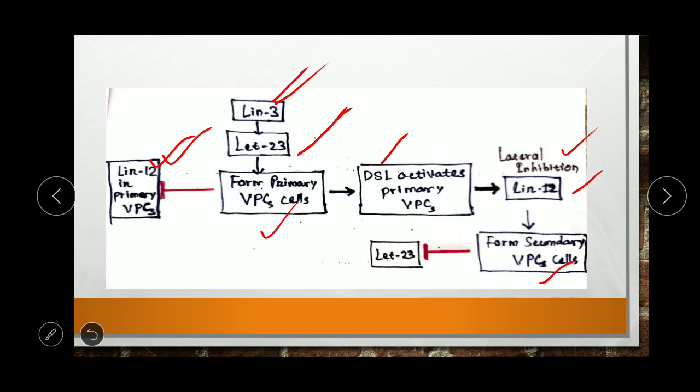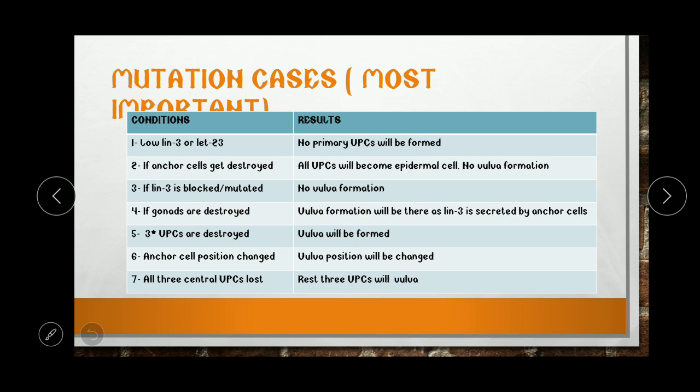And how is it causing the inhibition? The lin12 molecule causes the inactivation of the LAT23 receptor molecule present on the VPC, that is, on the secondary VPC. As the LAT23 receptors are inhibited by the action of the lin12 protein molecule, they will not be able to receive more and more lin3 protein signal. As the LAT23 receptor number is decreasing on the VPCs, they will not be able to show their response towards the signal, that is the lin3 molecule, and they will become the secondary VPC.